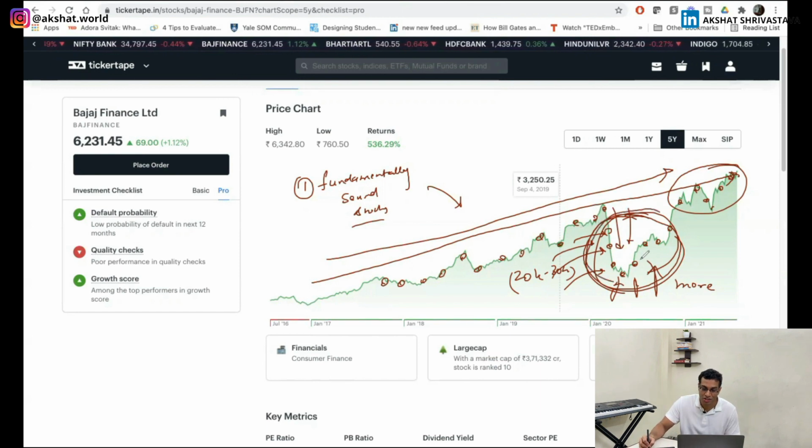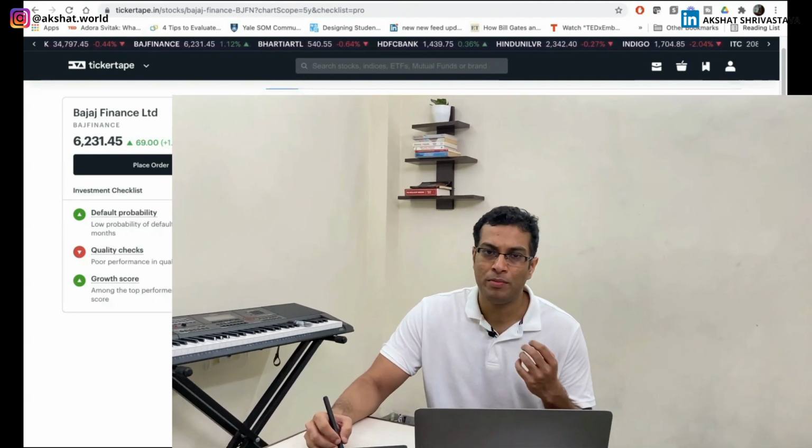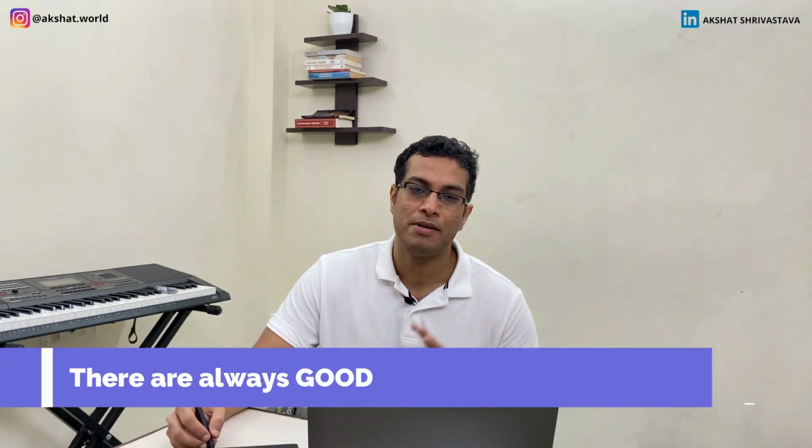So I've used this strategy on Bajaj Finance, made a lot of money. So therefore I'm sharing it with you. I tend to make regular investments, whether the market is up, whether the market is down. I will always buy and I will always sell, because in the market there are always good money making opportunities.